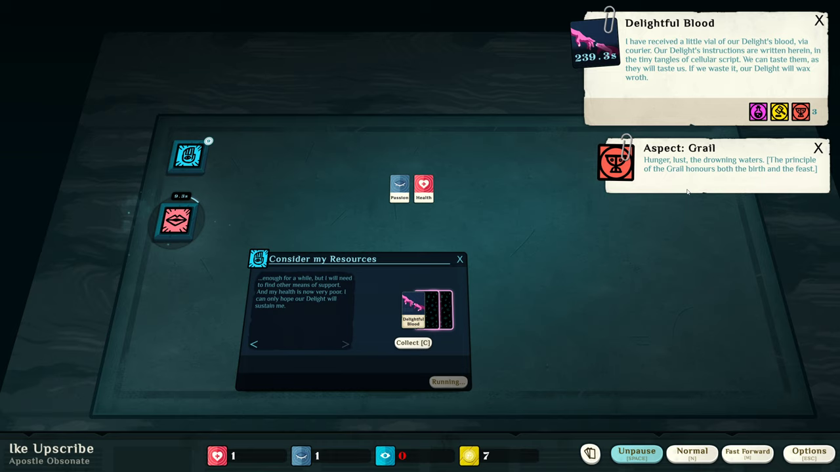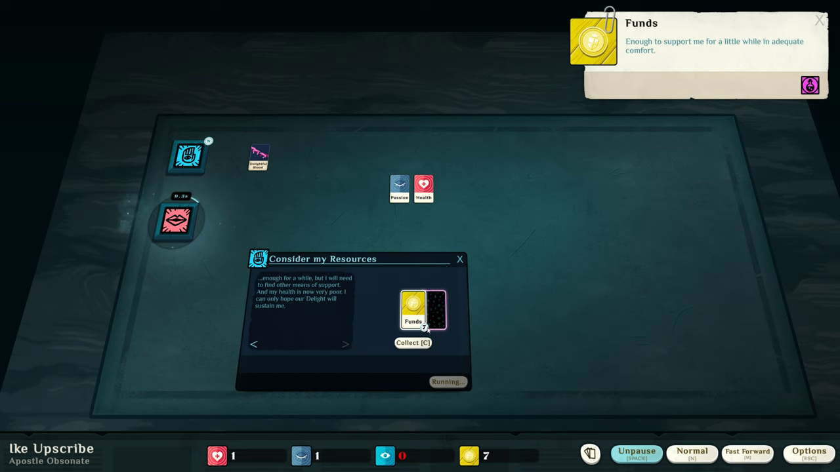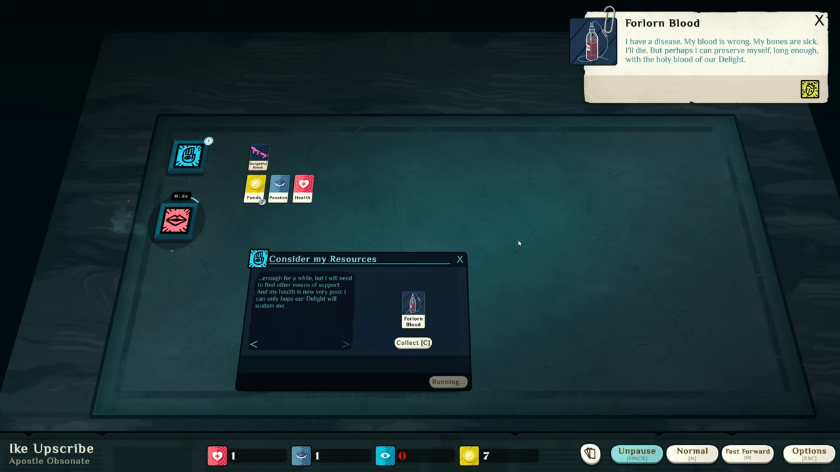We've got 7 funds, so worldly resources, enough to support me for a little while in adequate comfort, and we now have forlorn blood. I have a disease. My blood is wrong. My bones are sick. I'll die. But perhaps I can preserve myself long enough with the holy blood of our delight.